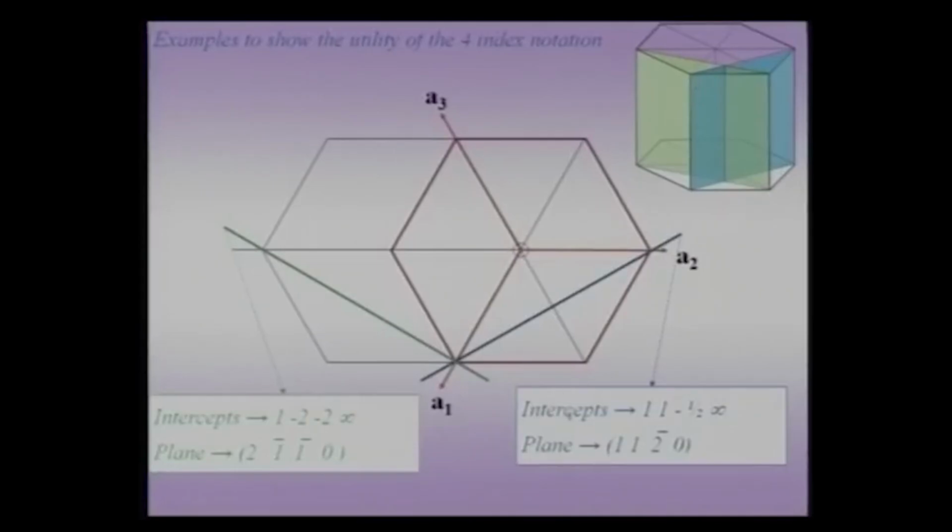The intercepts for the blue plane are 1 along the A1 direction, 1 along the A2 direction, and minus half along the A3 direction, and infinity along C as before. So, I can derive the Miller indices from the intercepts as reciprocals: 2, 1 bar, 1. Actually, it will become 1, half bar, 0, and I will multiply throughout by 2. In other words, I will take the half factor outside, and it will become 2, 1 bar, 0. For this plane, taking the reciprocal, this will become 1 1 2 bar 0, and that is what it is, 1 1 2 bar 0.